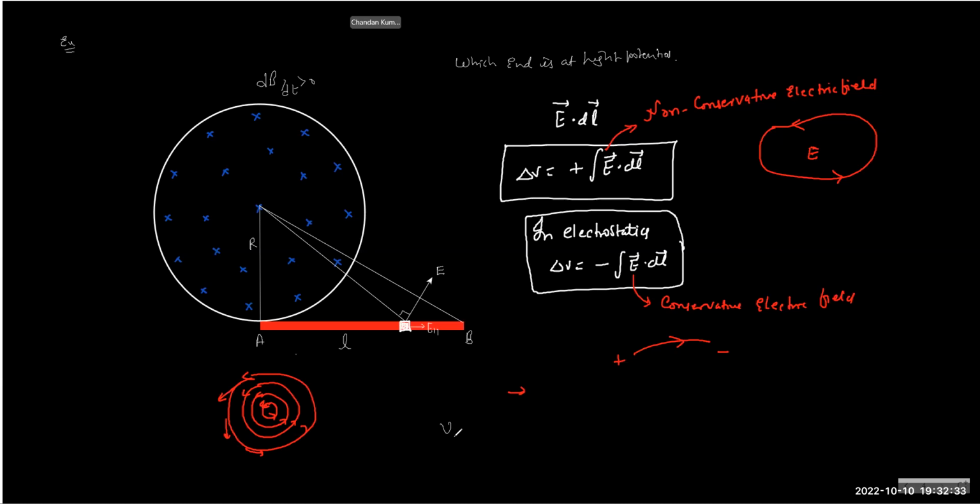So the way of writing is VA, because you can see the direction. VA plus the integral of E parallel dx from, let's say, 0 to L will give you VB. So VB is always more than VA.